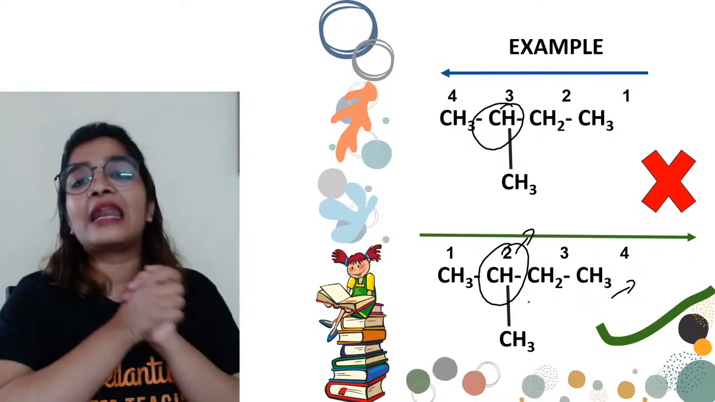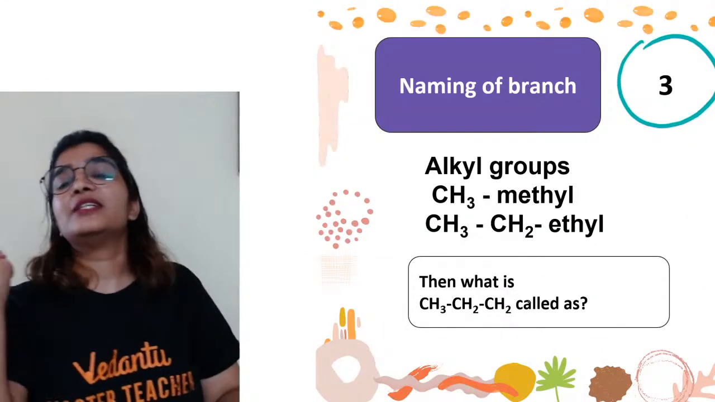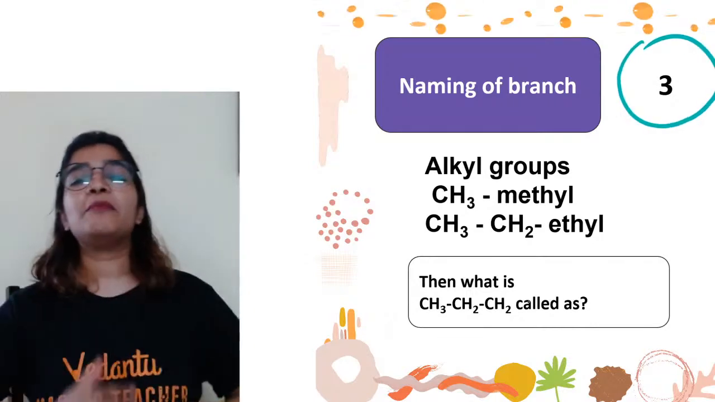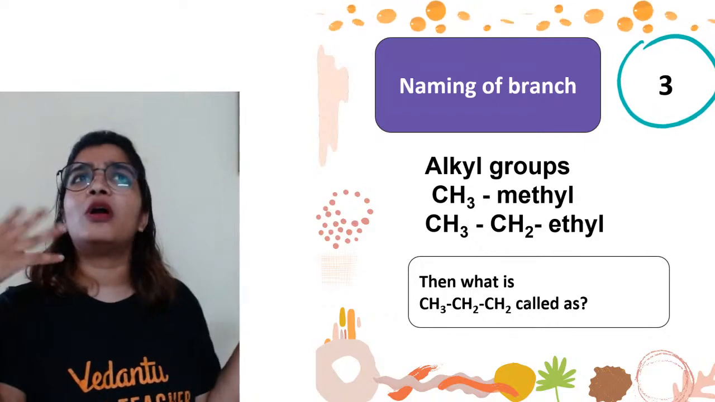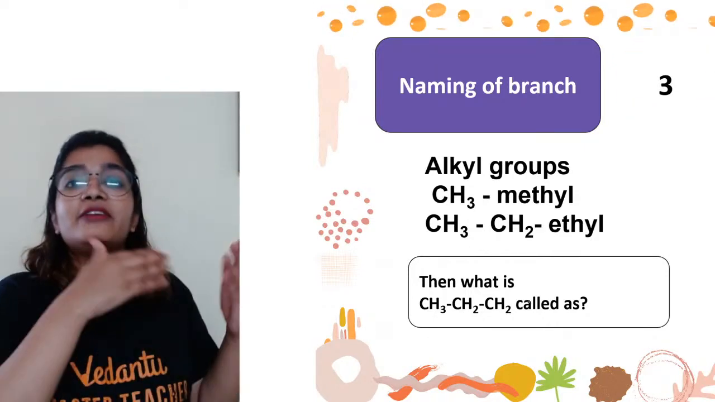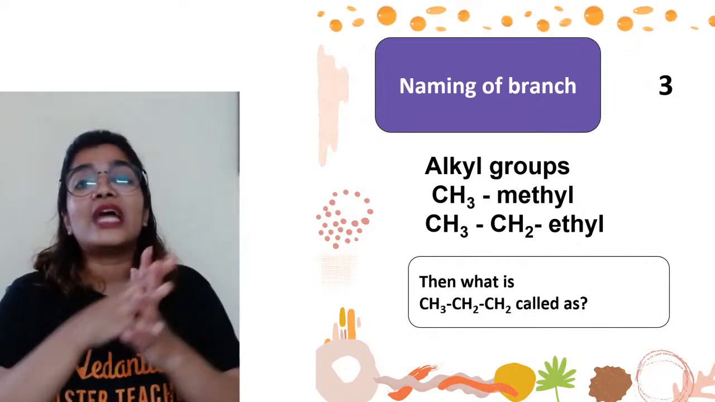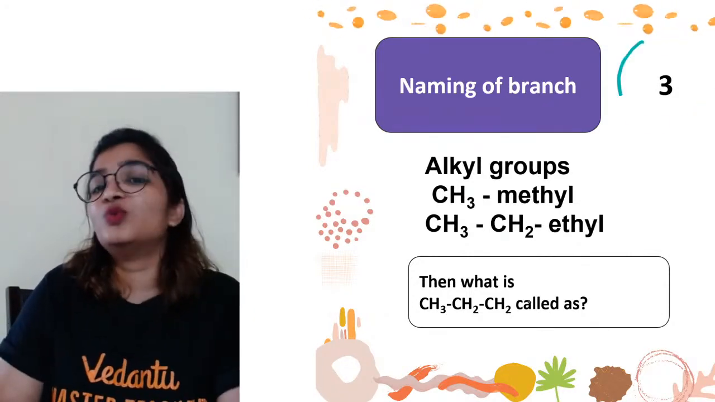So you guys are doing great till now. Keep up the same pace and energy. So the 3rd rule is naming of branch. Here all we had was CH3, so we called it methyl. What if it has C2H5? It can have C3H7. That is when you should know those alkyl groups.